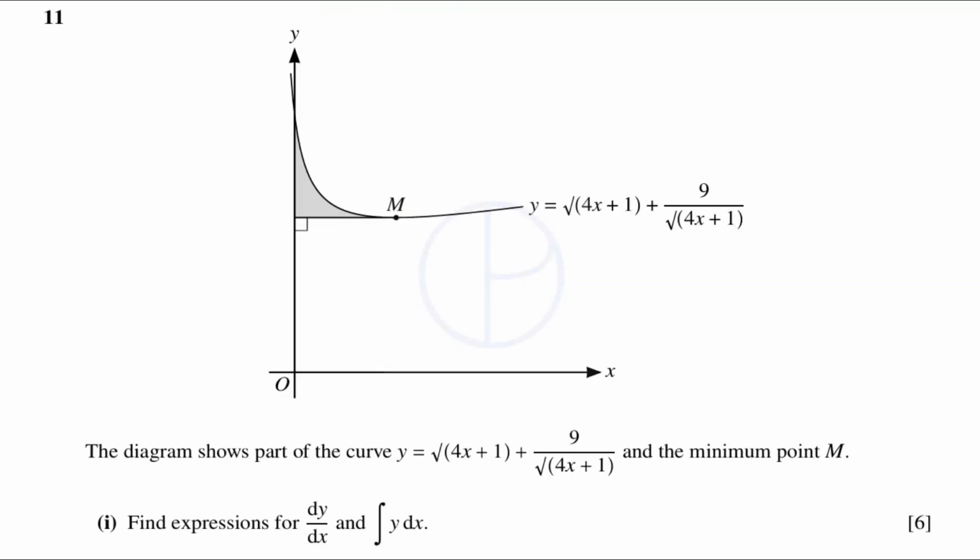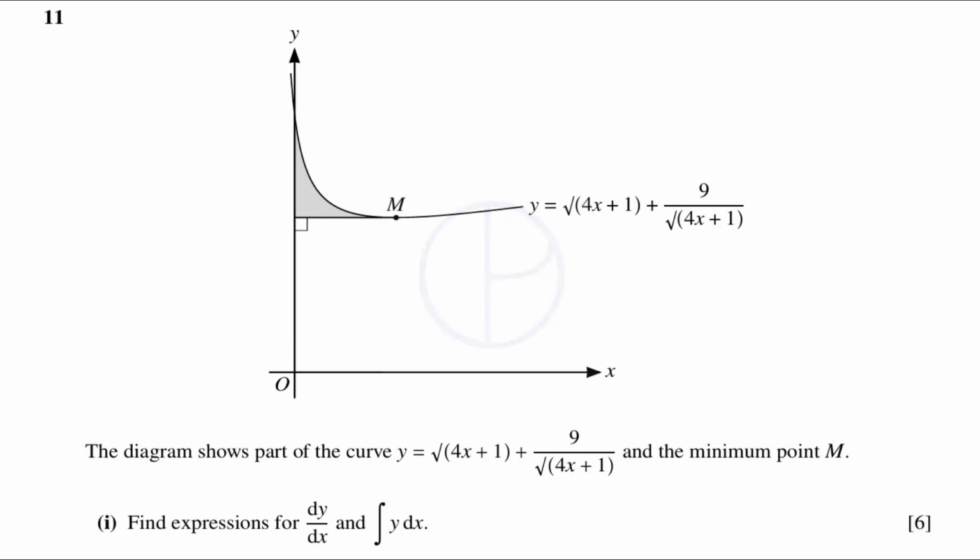The next hardest question from the paper is question number 11. It's an integration question. The first part is not a difficult one. The diagram shows part of the curve and the minimum point M. Find expressions for dy by dx and integral y dx. So you need to differentiate and you need to integrate the given equation of the curve.